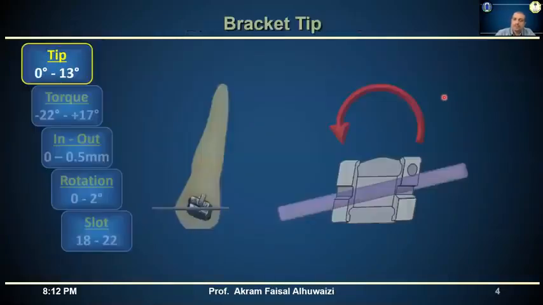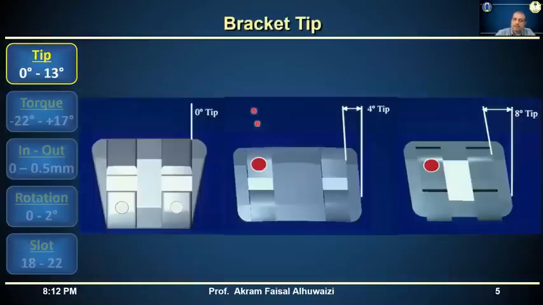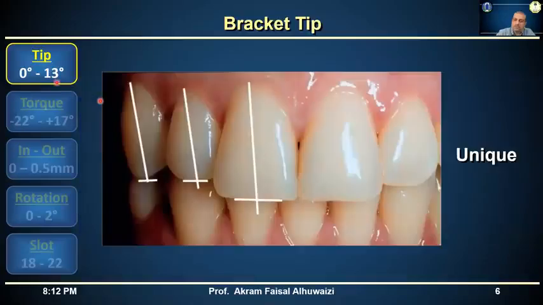The tip itself, as you all know, is the relation between the wire and the bracket in which it will tip the tooth either mesially or distally. Now, this is done by changing the relationship of the slot towards the bracket itself. So by bending the slot itself, you can bend it 0 degrees, 4 degrees, or 8 degrees, as you see in these brackets. Of course, the range is from 0 up to 13.